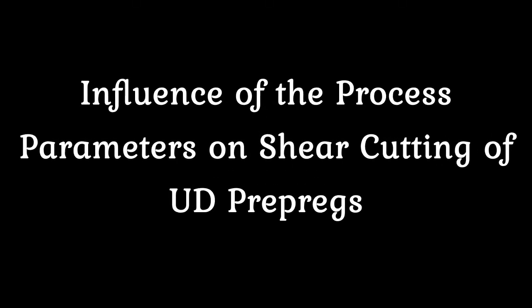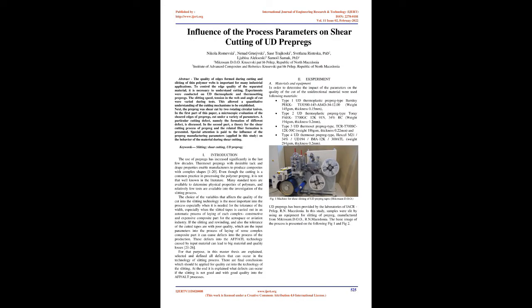Influence of the process parameters on shear cutting of UD prepregs. Abstract: the quality of edges formed during cutting and slitting of thin polymer webs is important for many industrial applications. To control the edge quality of the separated material, it is necessary to understand cutting.